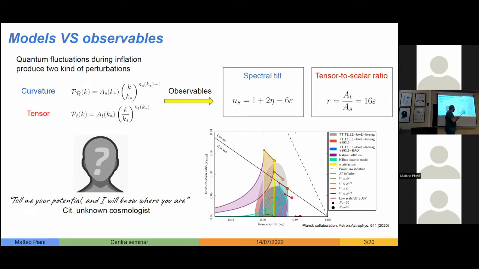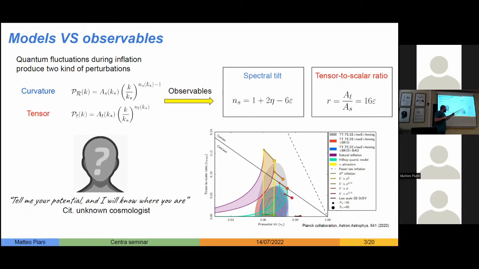So these, by the way, are relatively old constraints. There are some more recent ones from BICEP that are restricting this by a factor 10, I would say. For the tensor to scalar ratio, we are at order 10 to the minus 2 now. So as you see, a lot of the parameter space is kind of ruled out. We really have to be 10 to the minus 2 in the tensor to scalar ratio.